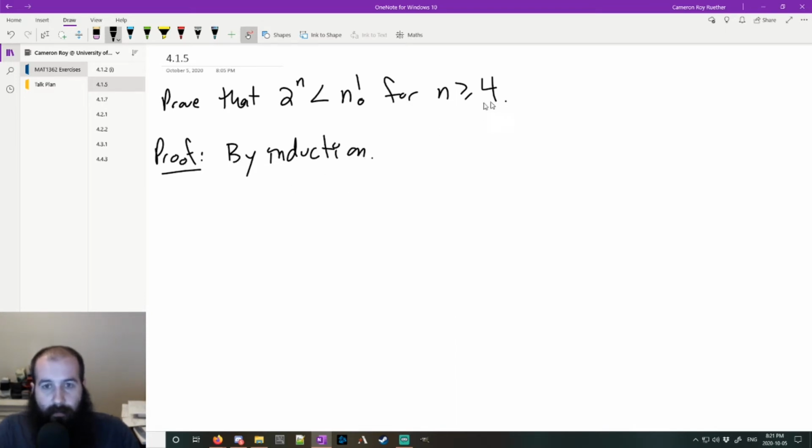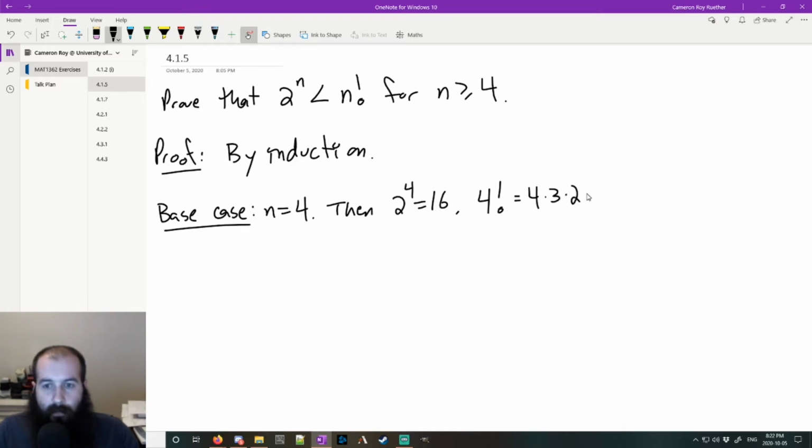But now our base case is 4, since that's the smallest number for which we want this to hold. So our base case of n equals 4. So then 2 to the 4 is 16, and 4 factorial is 4 times 3 times 2 times 1. So this is 6 times 4 is 24. And clearly 16 is less than 24. So it holds in the base case.